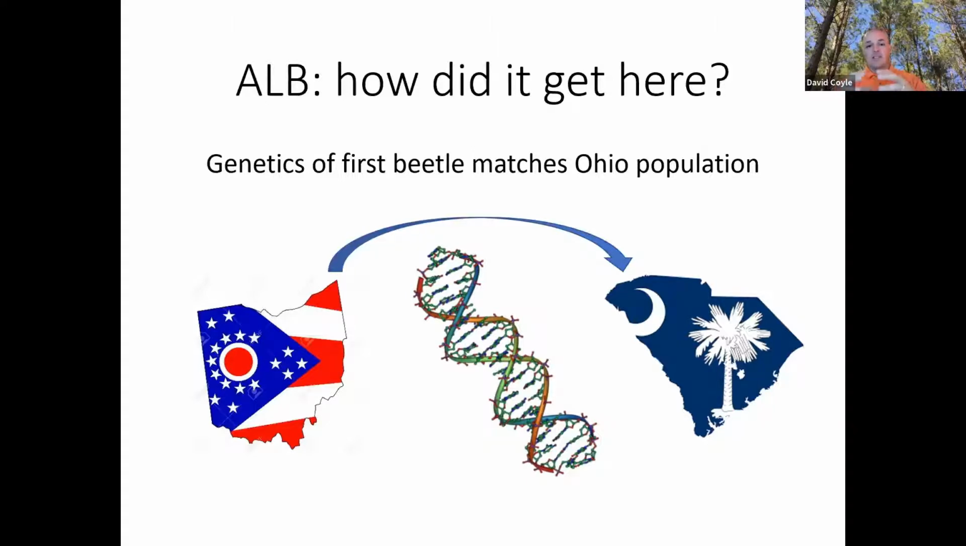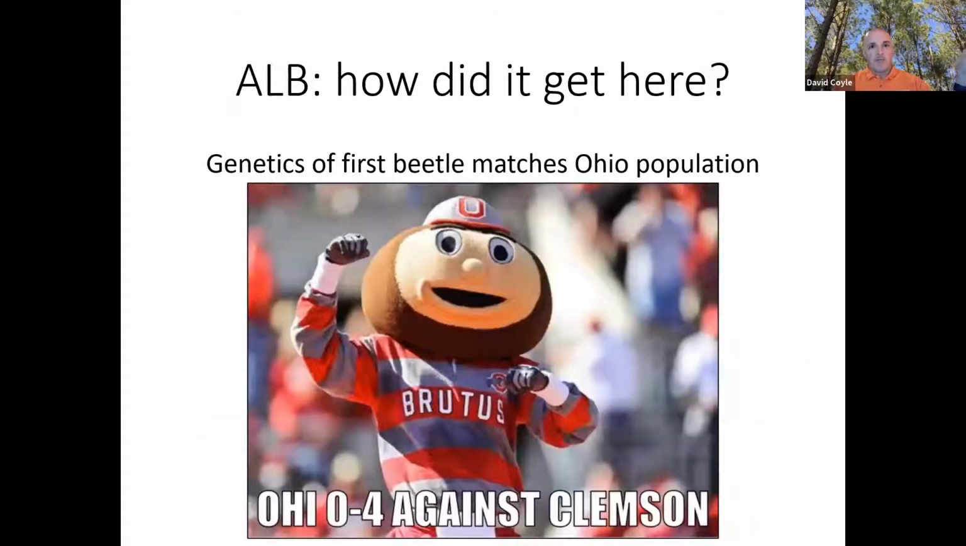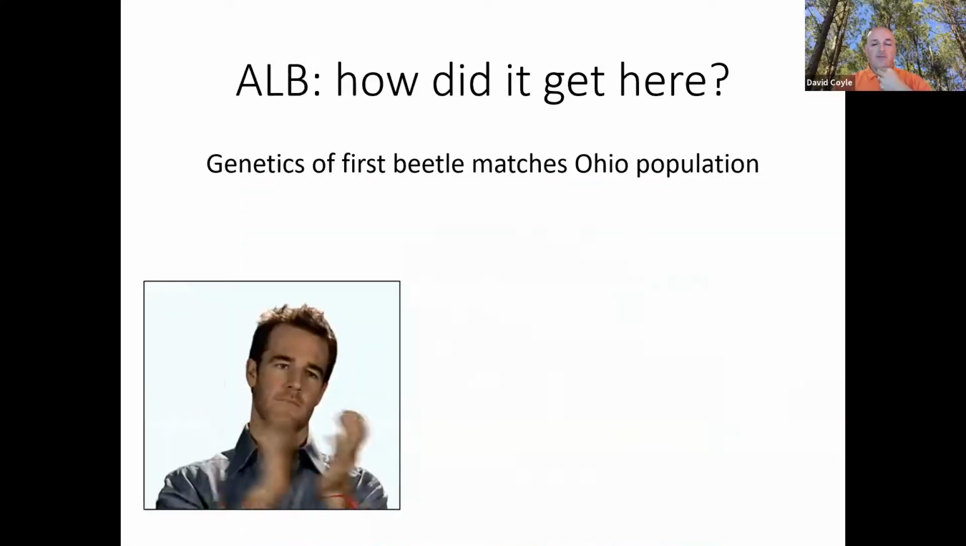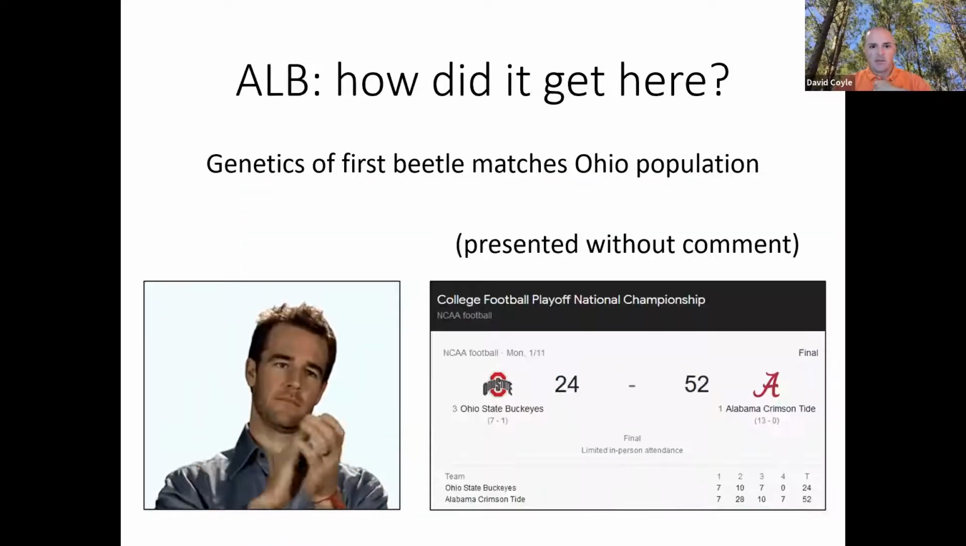The genetics tell us that this population matched Ohio. We know that is where it came from. How did it get from point A to point B? My first theory was it was put in by some spiteful Ohio State fan because they had not yet beat Clemson at the time, but we all know, or maybe we don't know, that last January they did finally beat Clemson. Congratulations to them, and that went great in the national title game. So it's probably not a spiteful fan because now we know it got here much, much sooner than that.